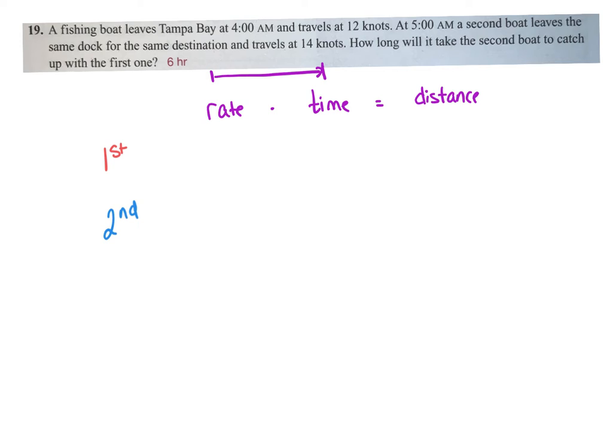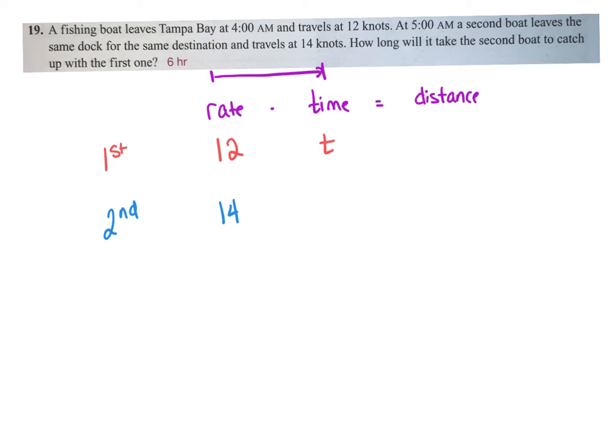So how fast is the first boat going? 12 knots, all right? How long did the first boat travel? 2 hours. So the time here is T. What about the second guy? Do we know how long this guy traveled? So we know its rate. What is his rate? Second one. 14. It is 14. Do we know his time? No.